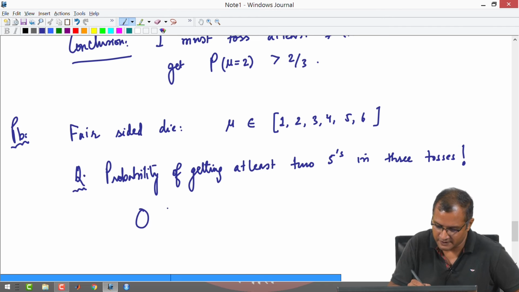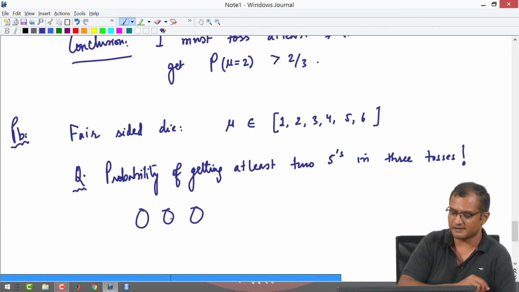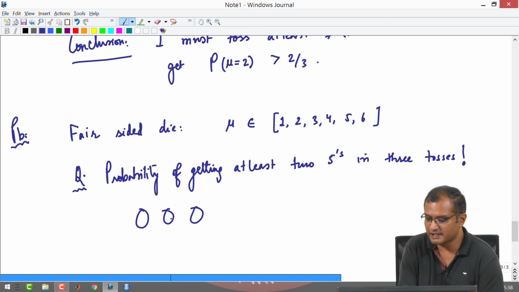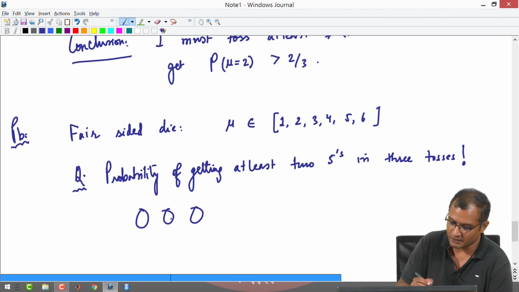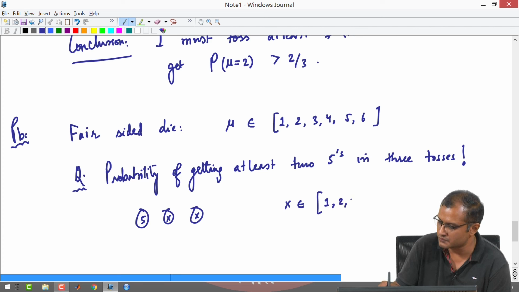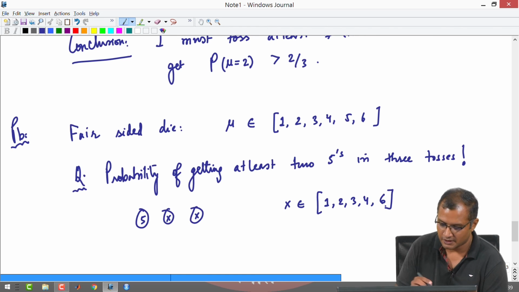So, basically you are tossing it the first time, the second time, the third time. You have tossed this fair six-faced die 3 times, and what is being asked is the probability of getting 2 5s, which means I could get a 5 here and something else here. This something else means you could be getting 1, 2, 3, 4 or 6, not a 5. 5 is absent.